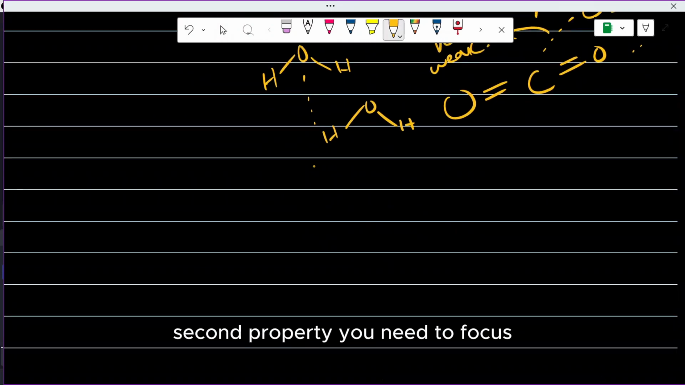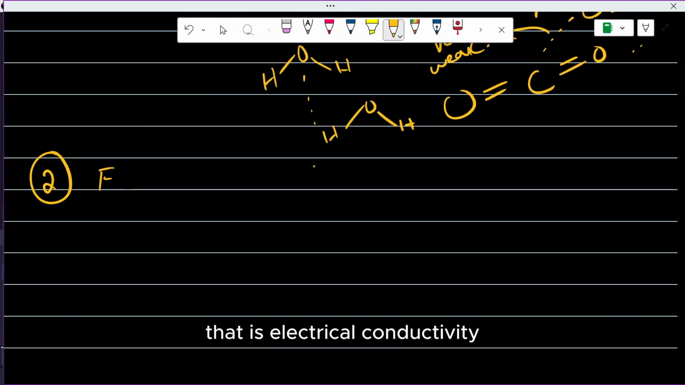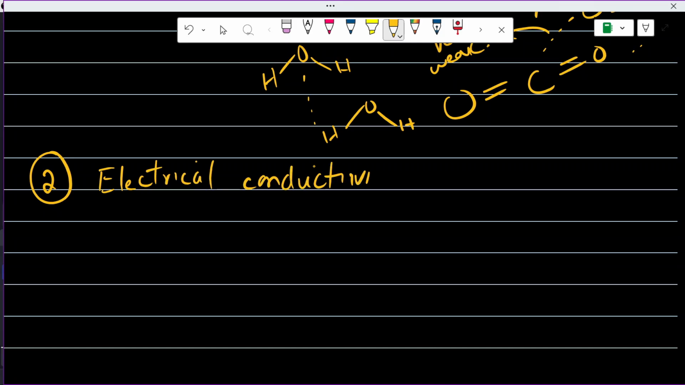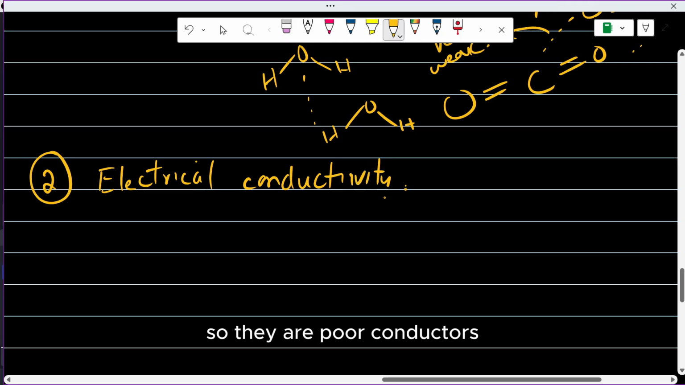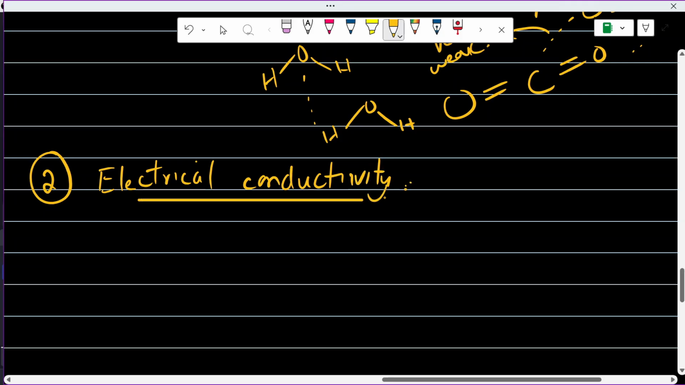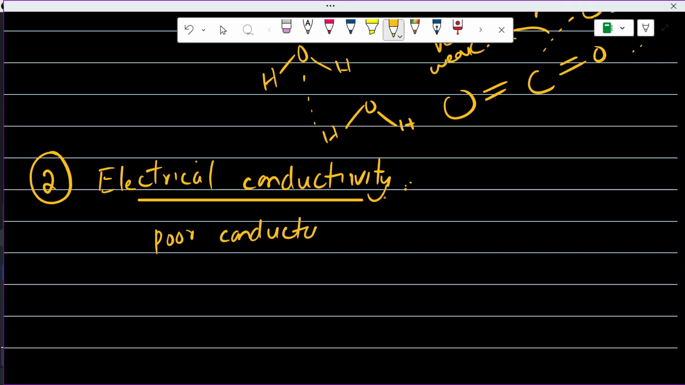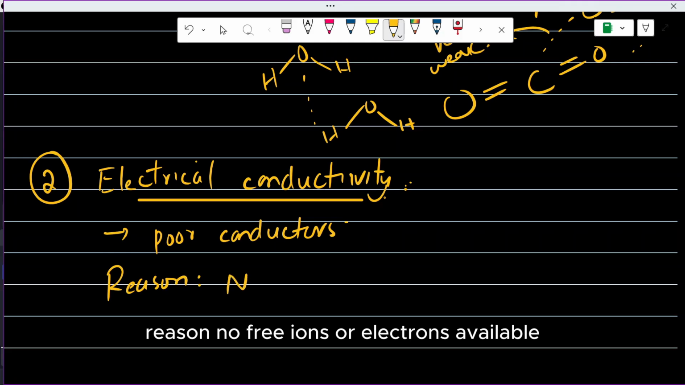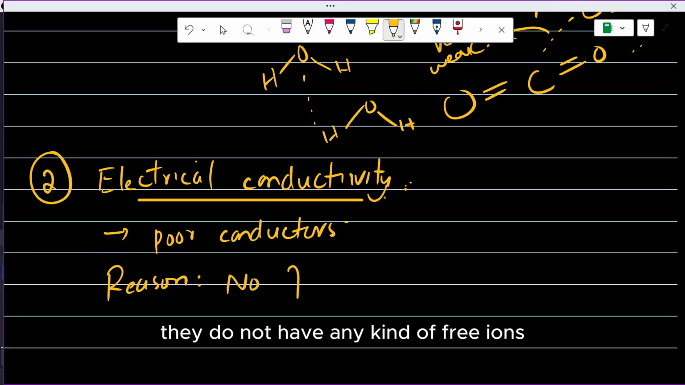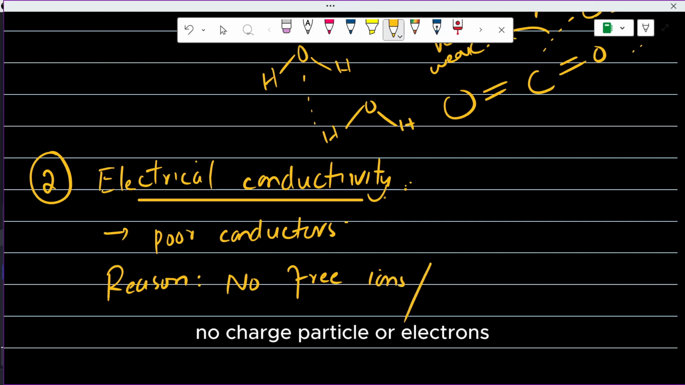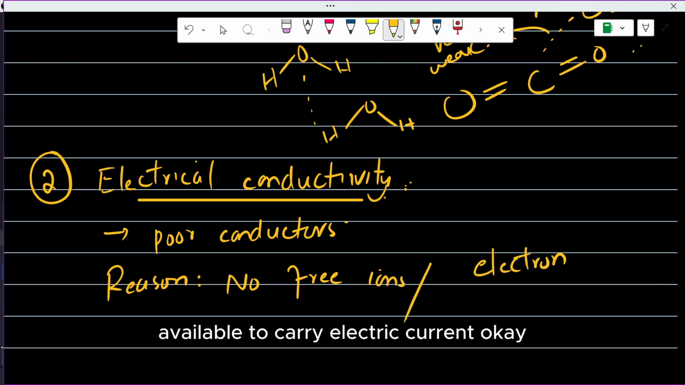The second property you need to focus on is electrical conductivity. What do you think? They are poor conductors. They are not good electrical conductors. Why? Reason: no free ions or electrons available. They do not have any free ions, no charged particles or electrons, available to carry electric current.